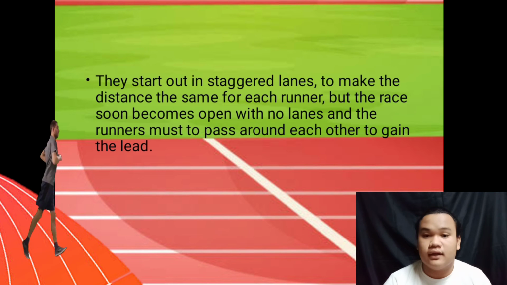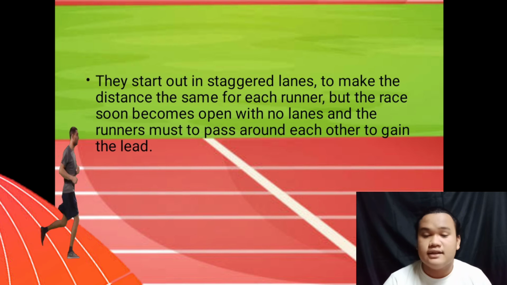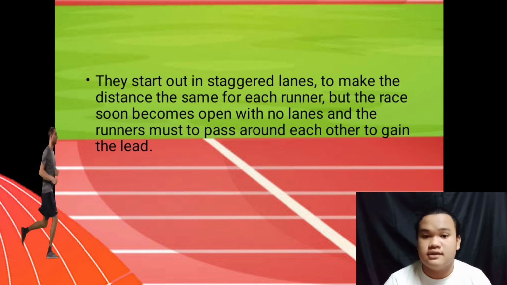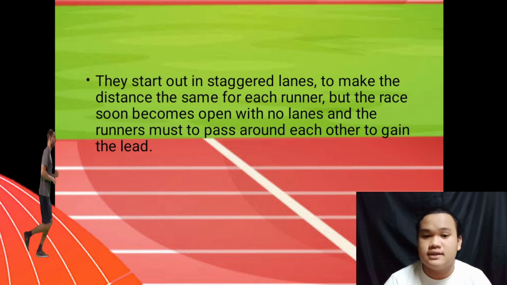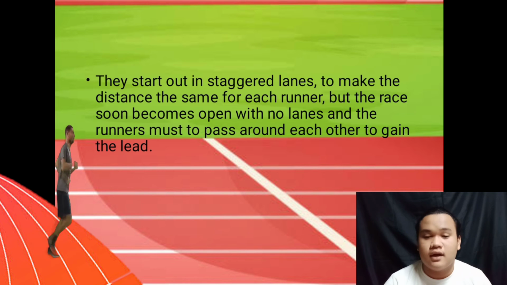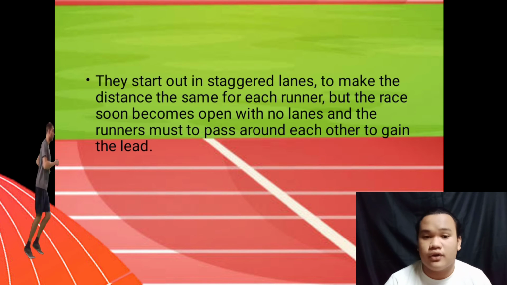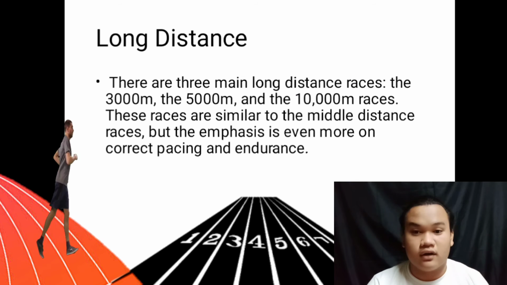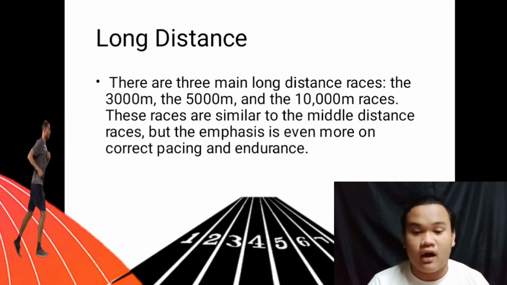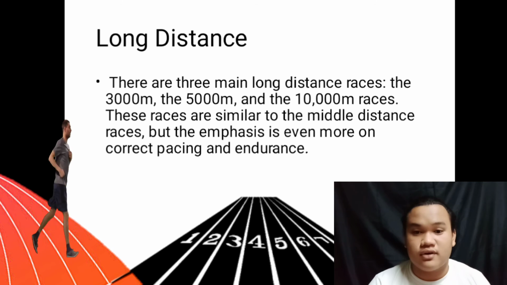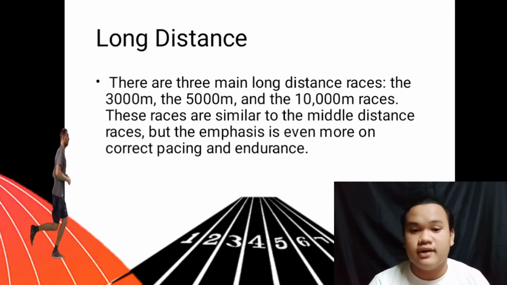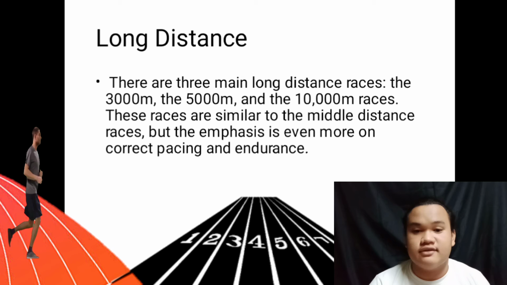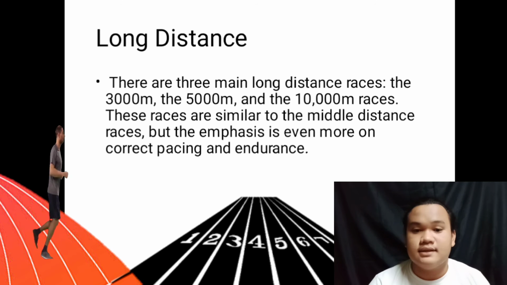They start out in staggered lanes to make the distance the same for each runner. But the race soon becomes open with no lanes and runners must pass around each other to gain the lead. Next, we have the long distance. There are three main long distance races: the 3,000 meters, the 5,000 meters, and the 10,000 meters races. These races are similar to the middle distance races, but the emphasis is even more on correct pacing and endurance.